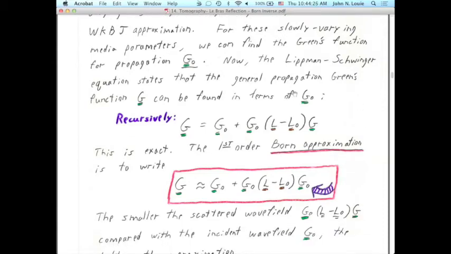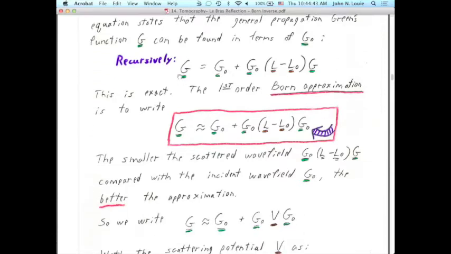Now, from particle physics, the Lippmann-Schwinger equation states that the general propagation Green's function G, for the whole data, you can find in terms of G naught. The exact Lippmann-Schwinger equation for all scattering is like this: the full G is equal to G naught plus G naught applied to a scattering potential. This is L minus L naught, the difference between the full Earth model and the reference Earth model. That's the delta rho, the delta k, and now the delta mu. That's what we're going to call the scattering potential.